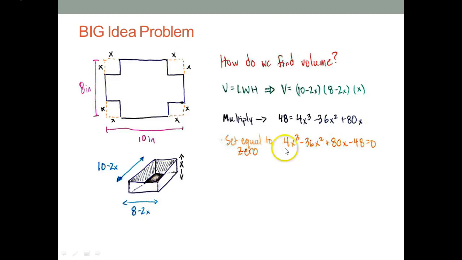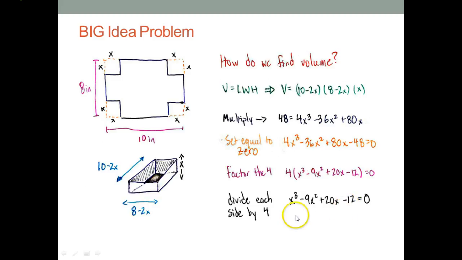These are huge coefficients, and I can factor the 4 out. So now 4 times something equals 0. So I can divide both sides by 4, and I just have x cubed minus 9x squared plus 20x minus 12. This function models the volume of this box given any length of the square that we cut out, if we make it equal to 48 inches, cubic inches for the volume.